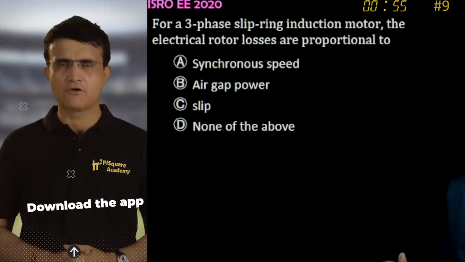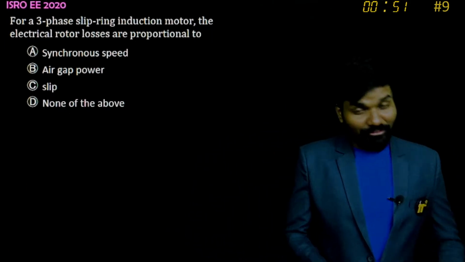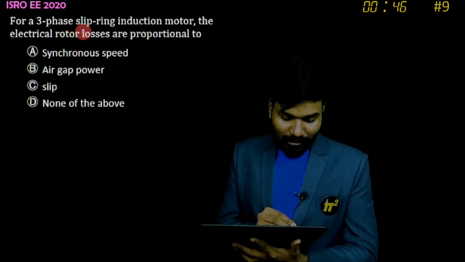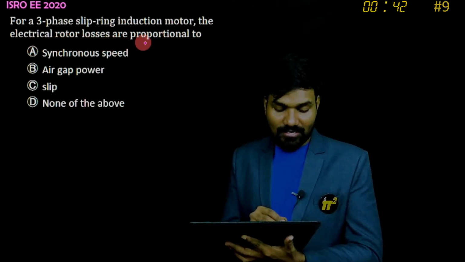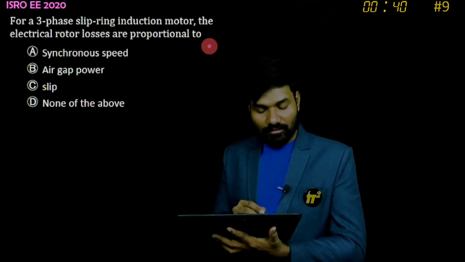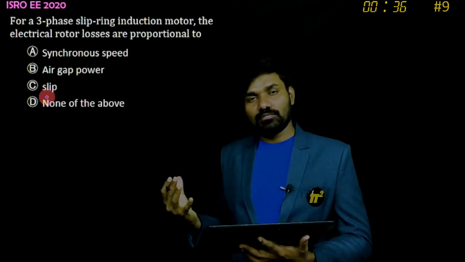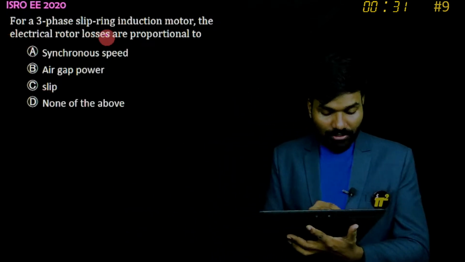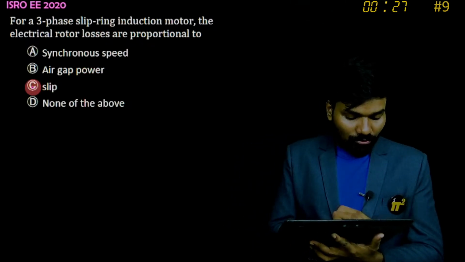Good. I think everybody answered correctly, because it's a straight question. We discussed this question a lot of times in our discussions. A three-phase slip ring induction motor, the electrical rotor losses are proportional to, yes, electrical rotor losses means what? Electrical rotor losses means copper losses. They just said it in a different way, that's it. Copper losses are proportional to slip.